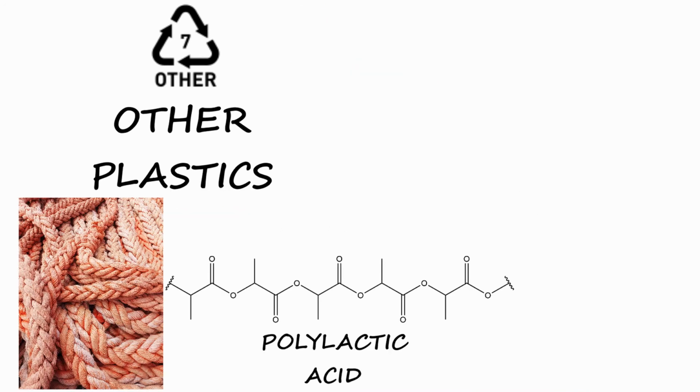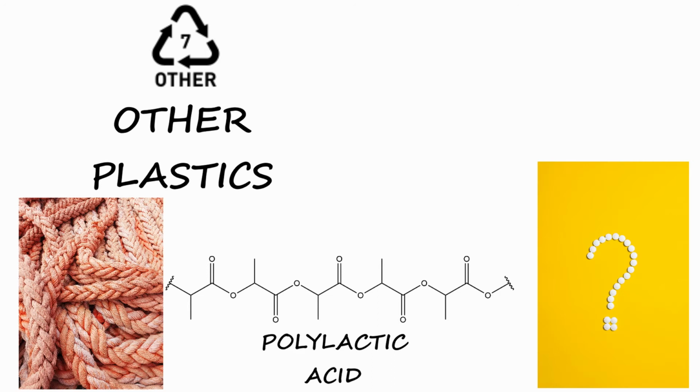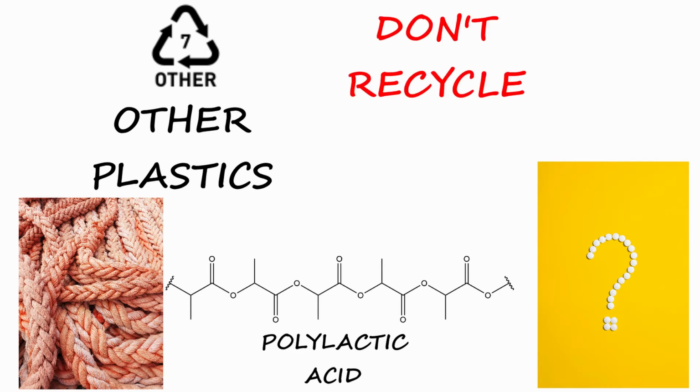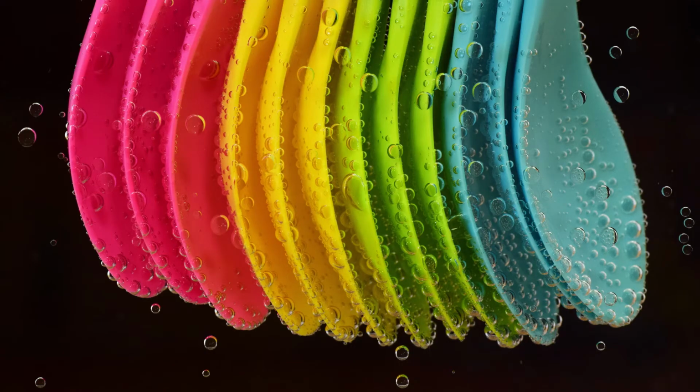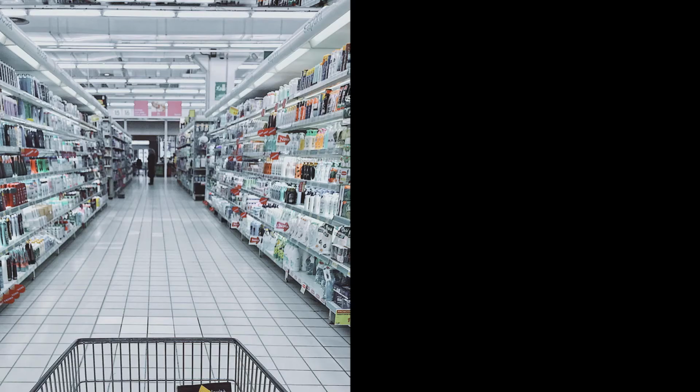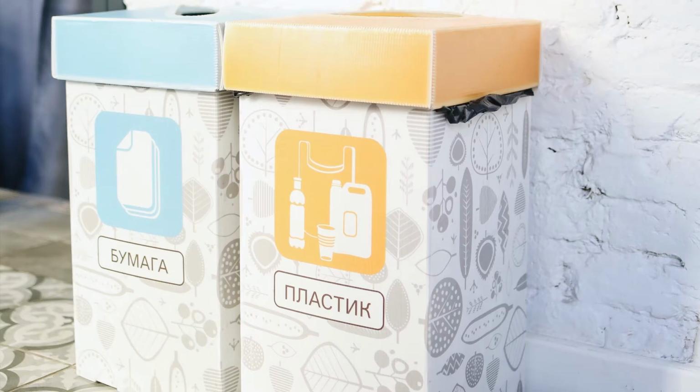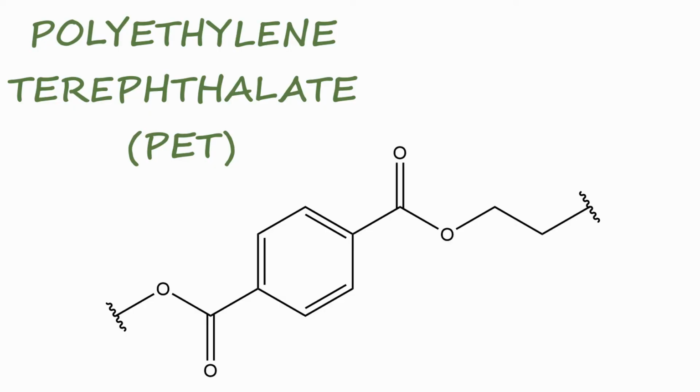Finally, 7 is other. Nylon, biopolymers like polylactic acid, and other miscellaneous plastics. Also not commonly recycled. As you can see, there's a wide variety of plastics used in both consumer and industrial settings. Several methods of recycling them exist, which we could demonstrate using PET, which is number 1 on our list.